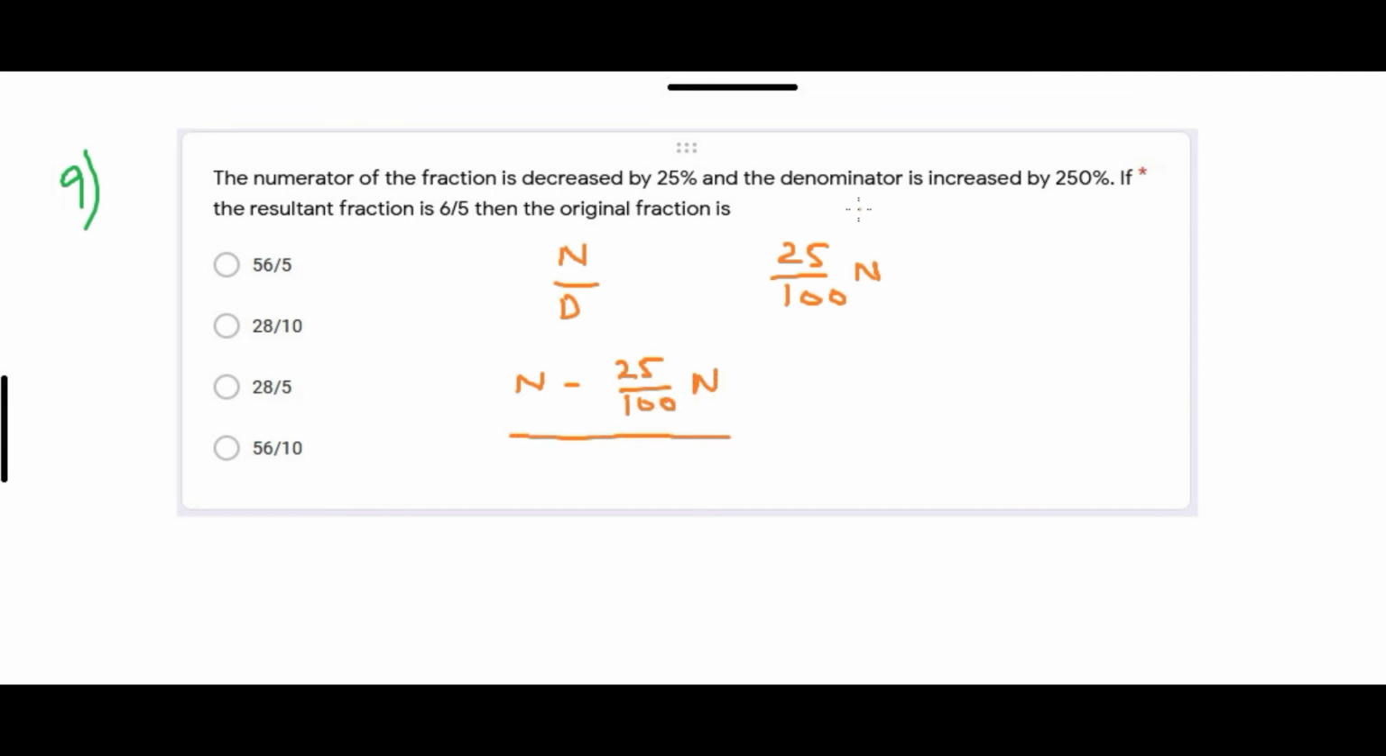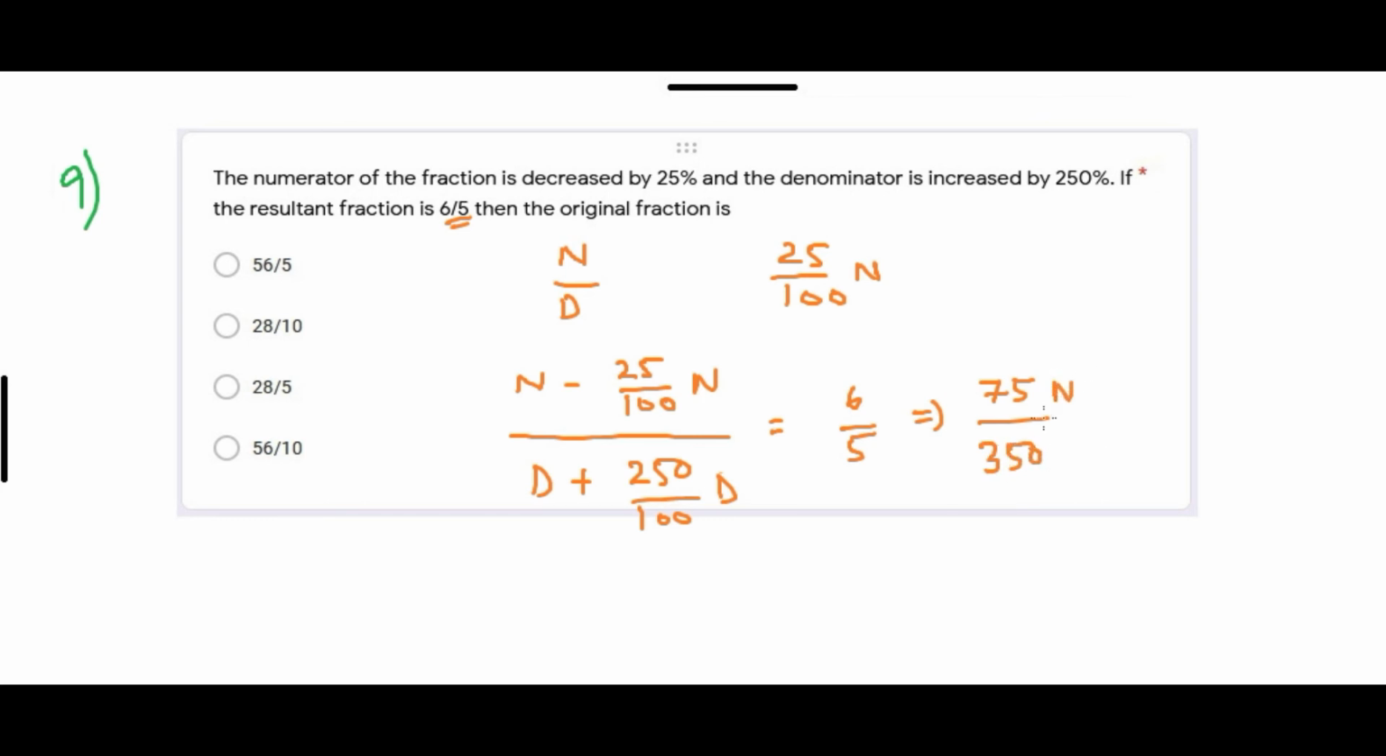So what happened to the denominator? The denominator is increased by 250%. That means d plus 250 by 100 into d, which is equal to 6 by 5, as given. So it is 6 and it is 5. Which implies 100 minus 25, so it should be 75 by 100 into the numerator, divided by 100 plus 250, so this would be 350 by 100 into the denominator.